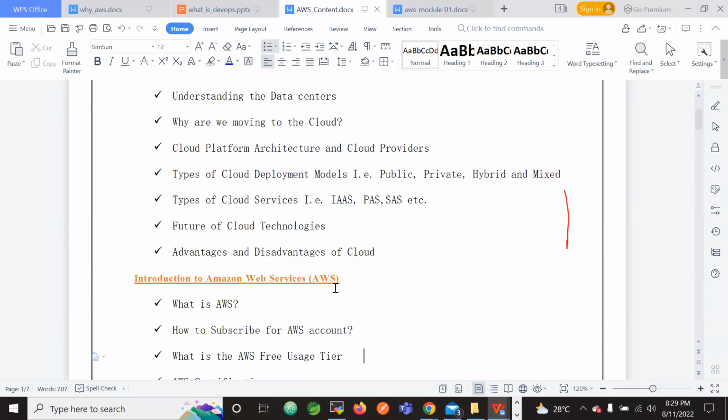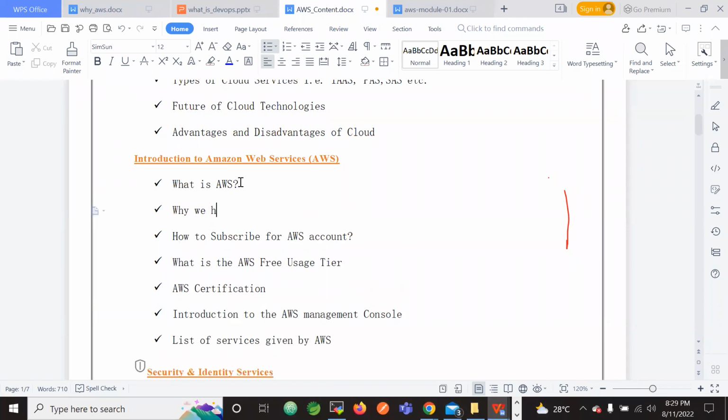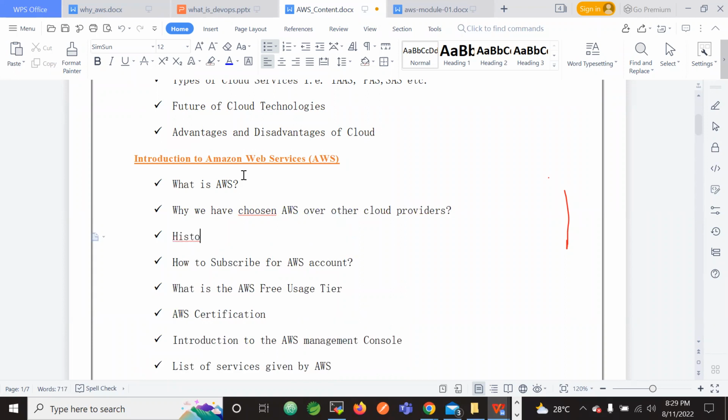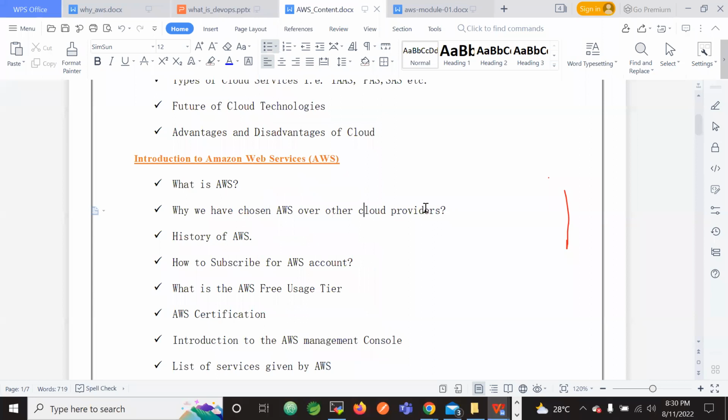After module 1 is done, we will go on to set up the AWS free account. But before that, we need to understand what AWS is, right? Why we have chosen AWS over other cloud providers, and the history of AWS. This is what we need to discuss first. Why we have chosen to learn AWS over the other cloud providers, we should have a solid reason.